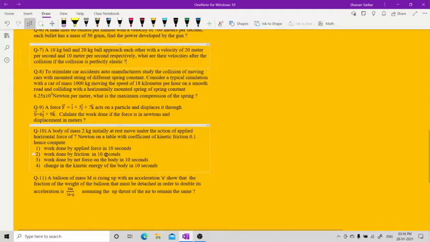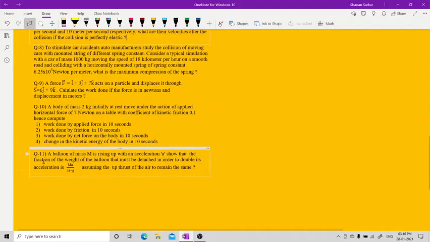Compute the work done by applied friction, net force, kinetic energy of the body. And there is this one, the last question. A balloon of mass m is rising up with an acceleration a. Show that the fraction of the weight of the balloon that must be detached in order to double its acceleration is the mass that you need to throw out, as given. You need to show this, assuming the thrust of the air remains the same.